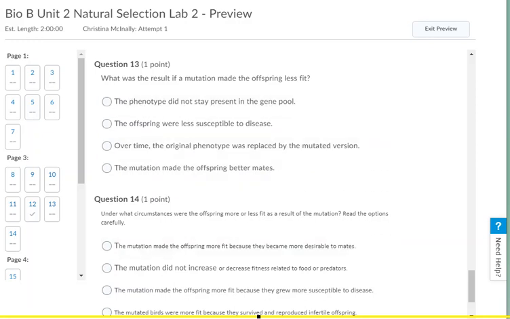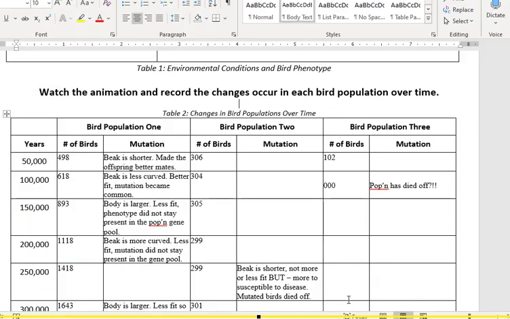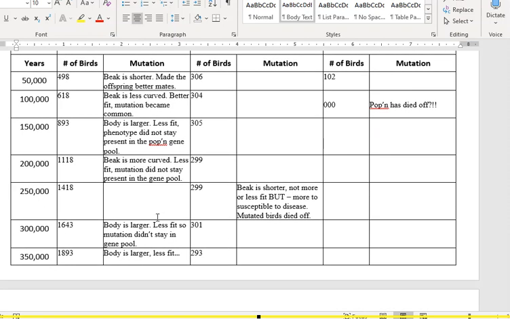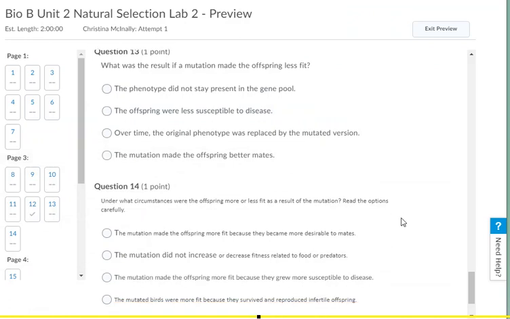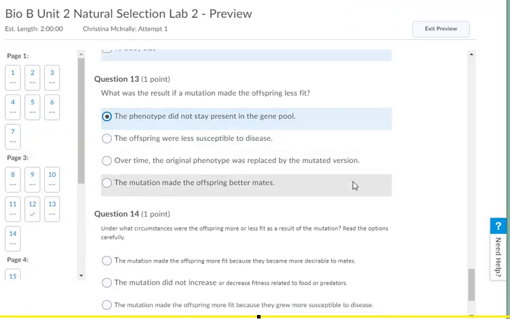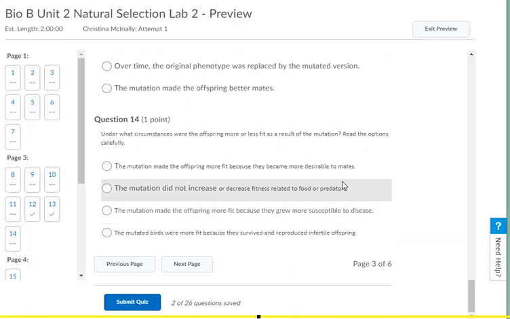And again, if you look on the data sheet, you can see that it says if it was less fit, it didn't stay in the gene pool, right? So the answers were there. So there you go. Under what circumstances were the offspring more or less fit as a result of the mutation?